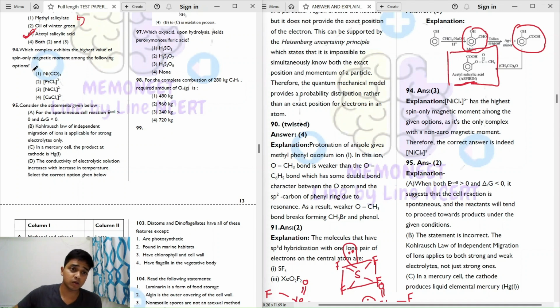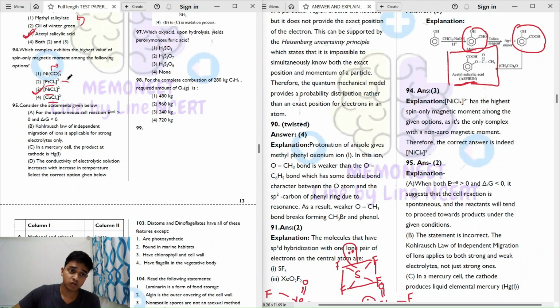If we take a look at the compounds, we have NiCO4, PtCl4 2 minus, NiCl4 2 minus, and CuCl4 2 minus. Among these compounds, NiCl4 2 minus will have the highest spin-only magnetic moment, because all the other compounds have a zero magnetic moment. They have a completely filled d orbital, and there are no unpaired electrons in them. Why? Because in NiCO4, CO is a strong field ligand, so all the unpaired electrons will be paired, leaving behind zero magnetic moment.